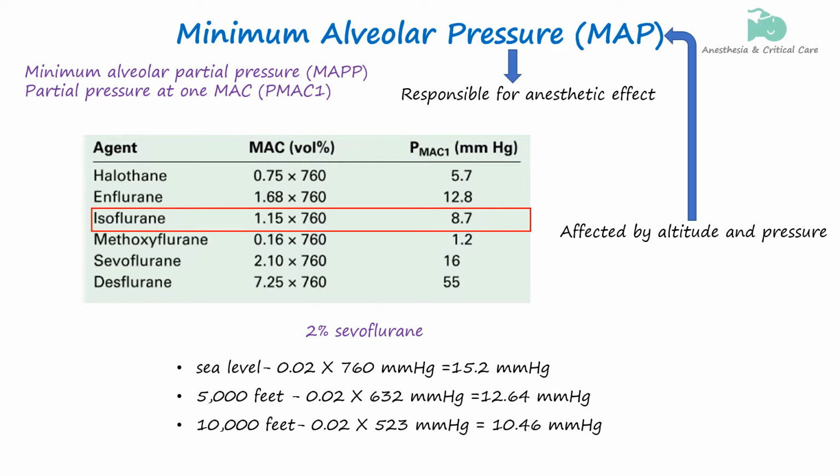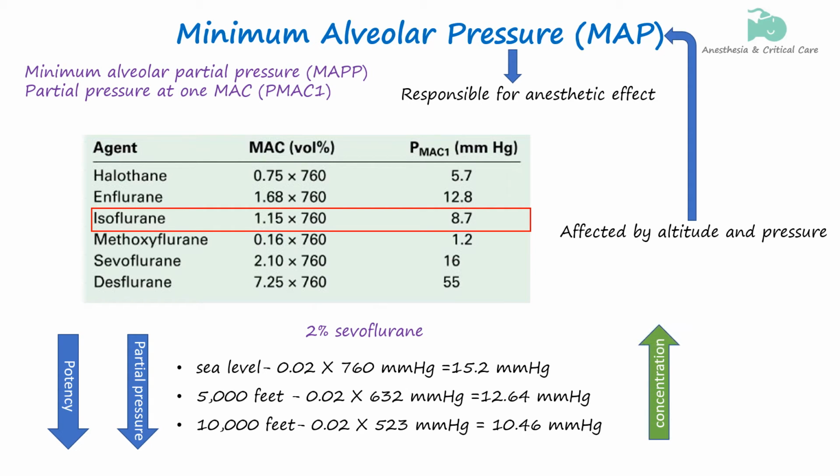The decrease in partial pressure of inhalational anesthetics at higher altitudes means that the anesthetic potency can be affected. To maintain the same anesthetic effect at higher altitudes, a higher concentration of the anesthetic may be required to achieve the same partial pressure and clinical effect as at sea level. However, modern vaporizers have a compensation mechanism to account for pressure changes.